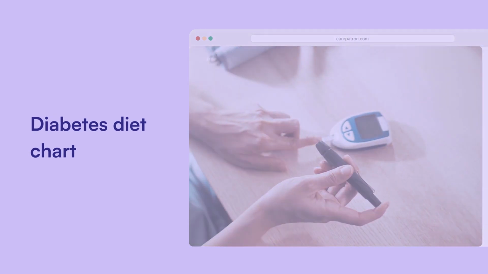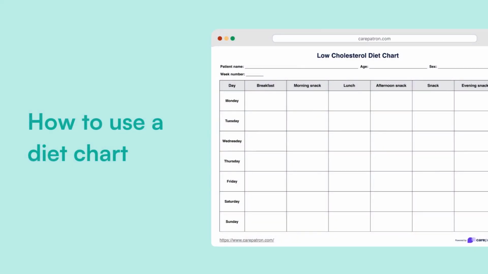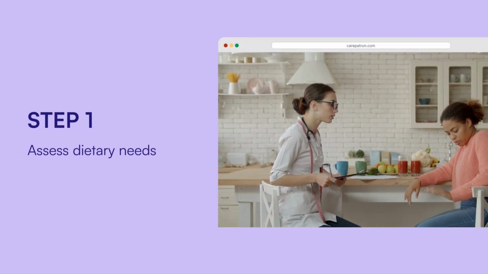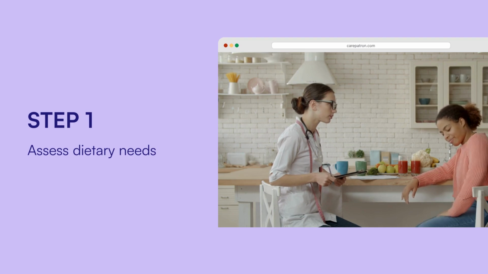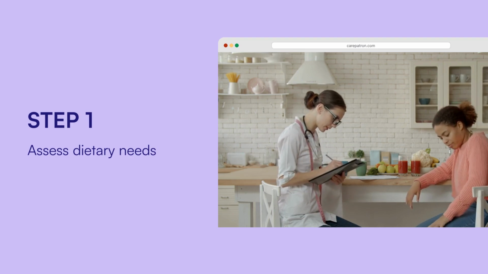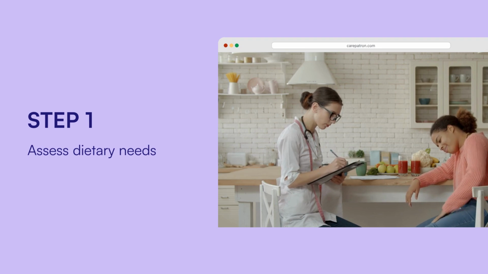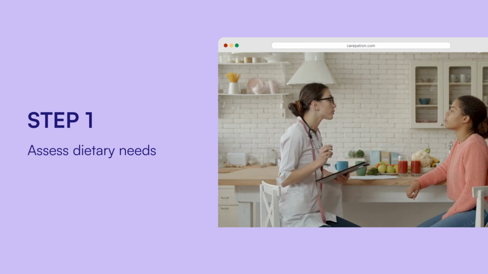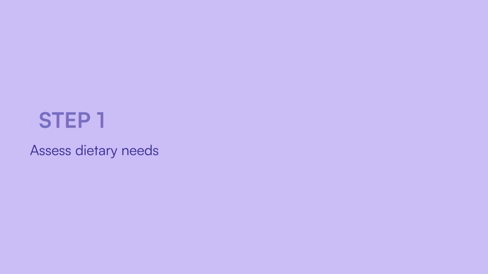To understand how to use a general diet chart, follow these steps, which follow the low cholesterol diet, which uses a general format. Assess dietary needs. Before utilizing the low cholesterol diet chart, patients should undergo an assessment of their specific dietary needs. This applies to other diet charts as well. This step involves consulting with a nutritionist or registered dietitian.